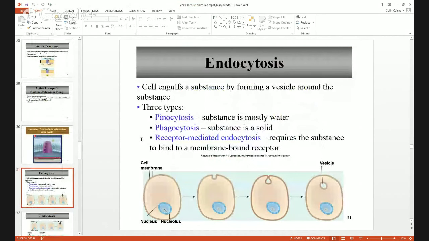Let's talk about endocytosis. The process whereby a cell engulfs a substance by forming a vesicle around the substance. The substance attaches to the cell membrane, and the membrane pinches off inside the cell in the form of a vesicle and can transport the substance around inside the cell. We have three types: pinocytosis, when the substance is mostly water; phagocytosis, when the substance is a solid; and receptor-mediated endocytosis. That requires the substance to bind to a membrane-bound receptor.